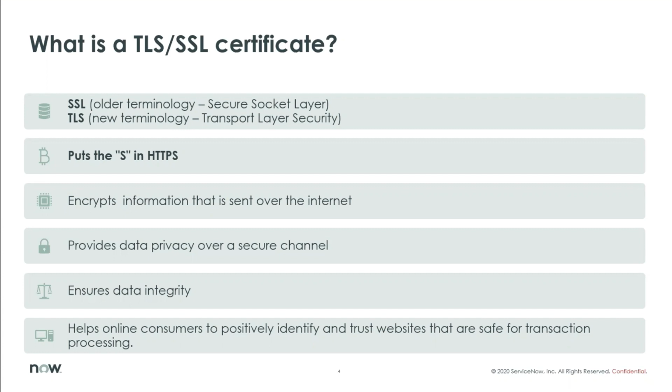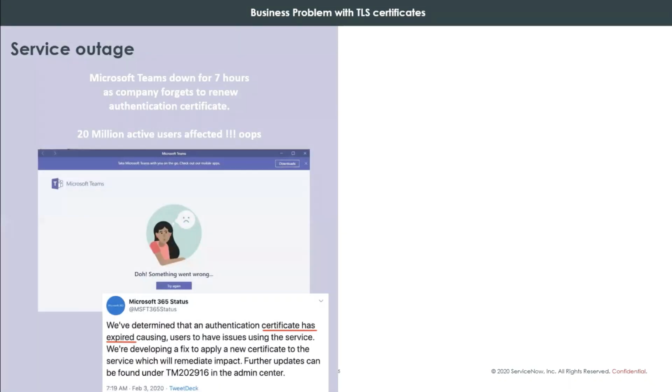So why are we so concerned about these certificates? There are significant business problems that can occur when using TLS certs. These certificates have an expiration, so it isn't a set it and forget it type of item. These certificates need to be managed. Not having visibility into their expirations can lead to service outages. In the case of Microsoft Teams recently affecting 20 million active users, Teams was actually down for 7 hours as a result of an expired certificate.